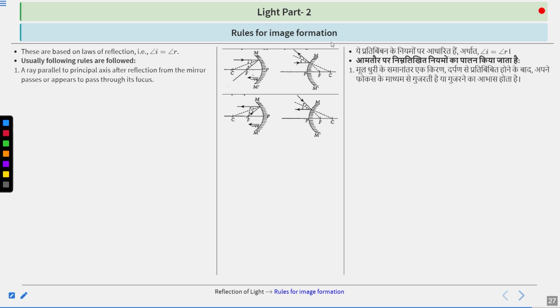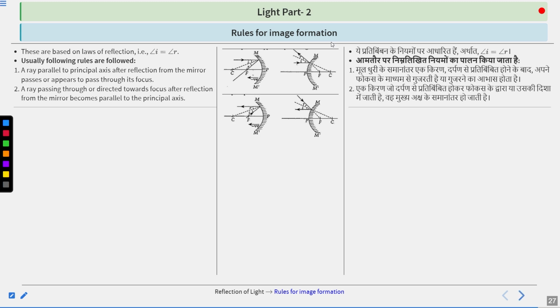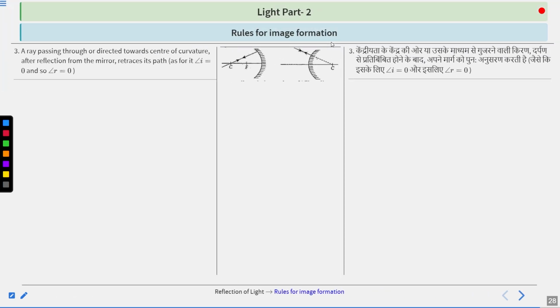Usually, the following rules are followed. First law: a ray parallel to the principal axis, after reflection from the mirror, passes or appears to pass through its focus. Second law: a ray passing through or directed towards the focus, after reflection from the mirror, becomes parallel to the principal axis. So these two laws will be followed for image formation. Third, a ray that is passed through or directed towards the center of curvature retraces its path after reflection from the mirror. For it, angle i equals 0 and so angle r is also 0, because angle i equals angle r. So this is the third point.